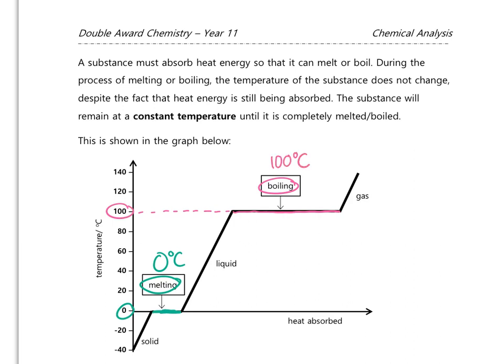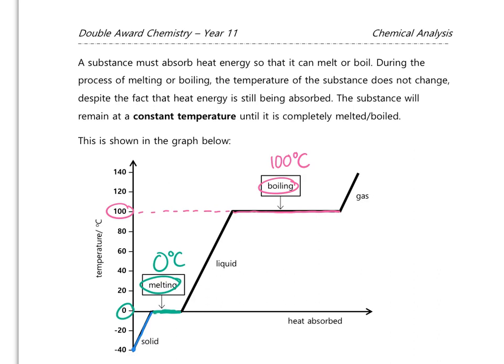So this graph is representing water, but it could be representing any form of pure substance. So what we can see here at the start of our graph, we start here at minus 40 degrees C. And between minus 40 degrees C and 0 degrees C, water is a solid. It is ice. And you can see here that as we go up the graph, our substance is absorbing heat and the temperature is rising. Once it gets to 0 degrees C, then the ice starts to melt. So the solid form starts to melt into a liquid.